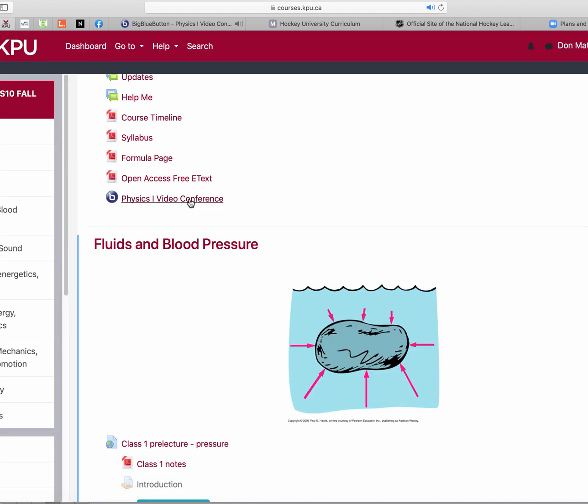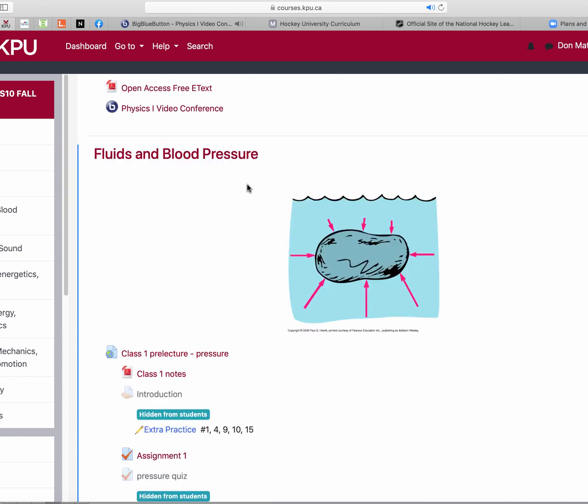So here's the link for Big Blue Button, which will hopefully enable us to meet online every class. If it fails, I'll have a Zoom membership as a backup, and I'll email you and give you the link to the Zoom meeting if it turns out that the Moodle site goes down for some reason.